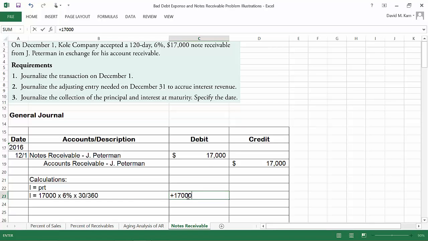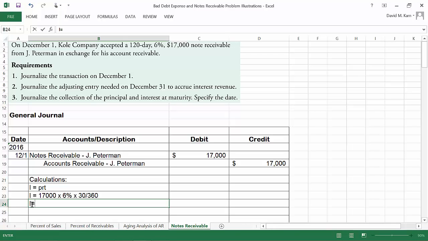I'll do that out here so you can see how this will work. 17,000 times 0.06 times 30 divided by 360, and notice we're going to get $85 is the amount of interest that we have earned. So I'll put that down here.